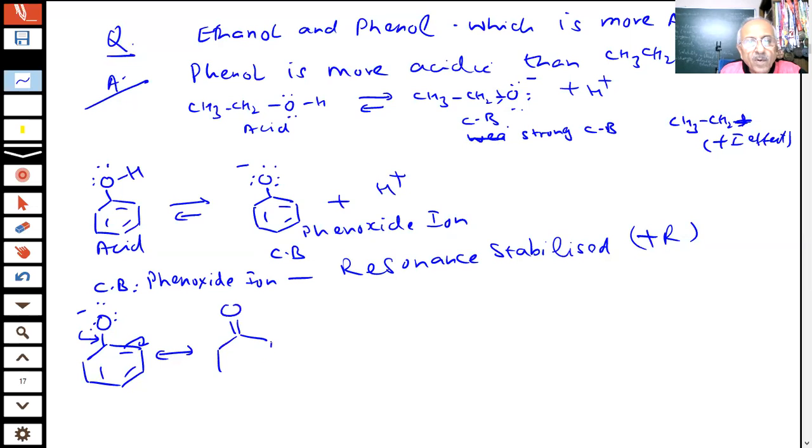O double bond, negative. And what will happen, student? This negative charge is shifting. There are now 2, 4 electrons left, and this shifts to this point. What happens? Double bond. This negative charge has shifted here, this here. Then what will be the next stage, student?